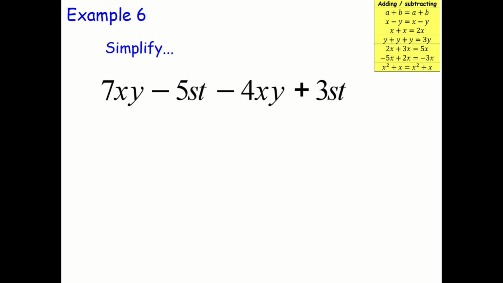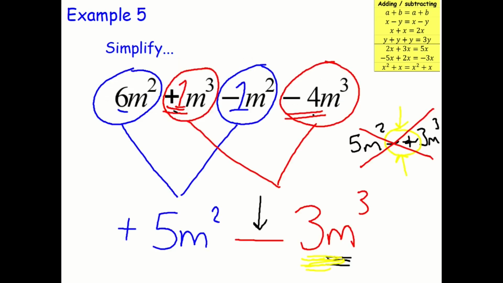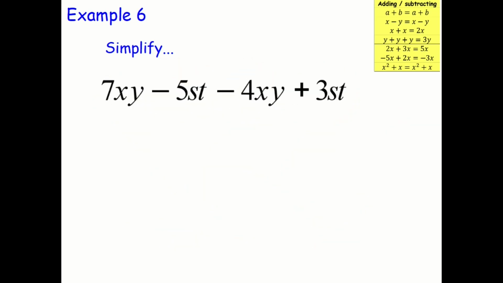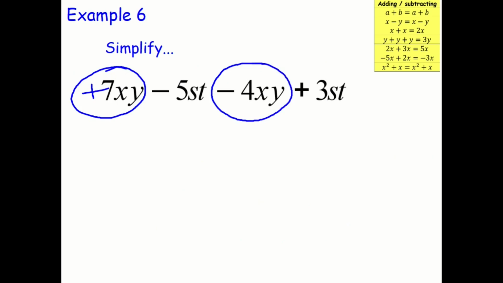Example 6, simplify 7xy minus 5st minus 4xy plus 3st. So let's identify like terms. So my like terms are, there's a positive 7xy and there's a negative 4xy, and a negative 5st and a positive 3st.